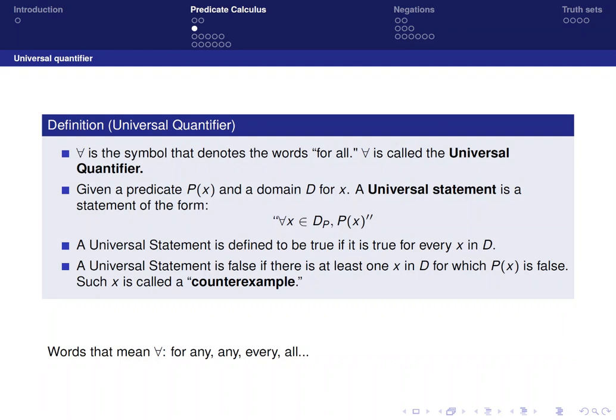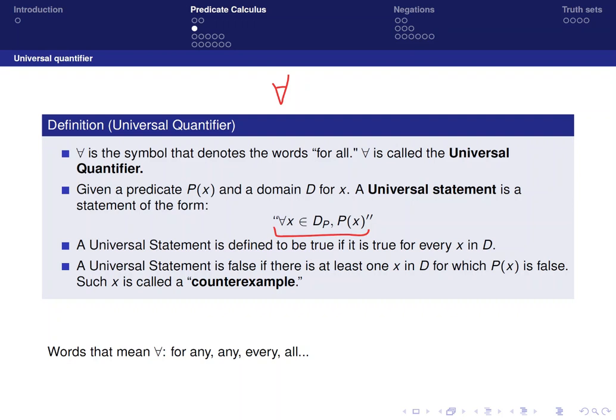Let's talk about universal quantifiers and universal statements. You're seeing a brand new symbol on this slide, which is the upside down capital A. This is the symbol that we're going to be using to denote the words for all or for any. So when you want to talk about everything or anything, you use that symbol. We call this a universal quantifier. The statement for all x in the domain, comma p of x, is known as a universal statement.